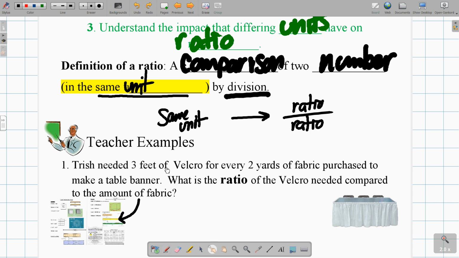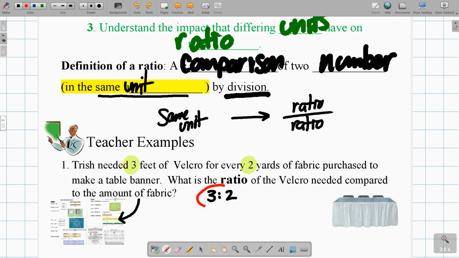Trish needed 3 feet of Velcro for every 2 yards of fabric purchased to make a table banner. So the Velcro is going along this edge here. What is the ratio of Velcro needed compared to the amount of fabric? What students normally just see with this problem is they go like this. Oh, the ratio is 3 to 2. Ta-da! I saw a 3, I saw a 2, left to right, I'm done.